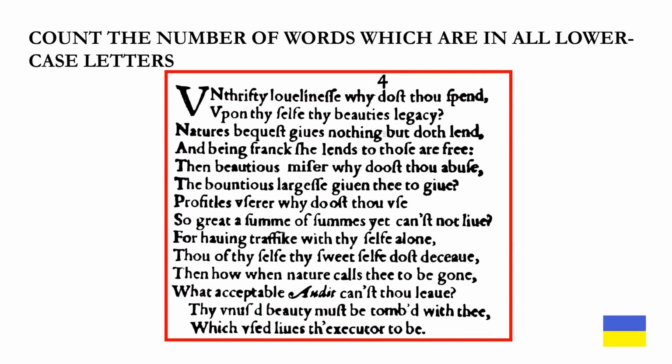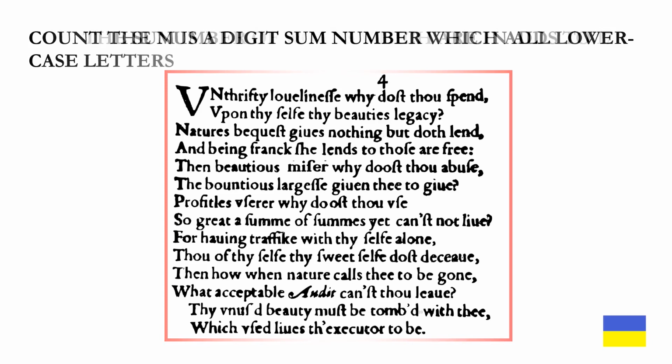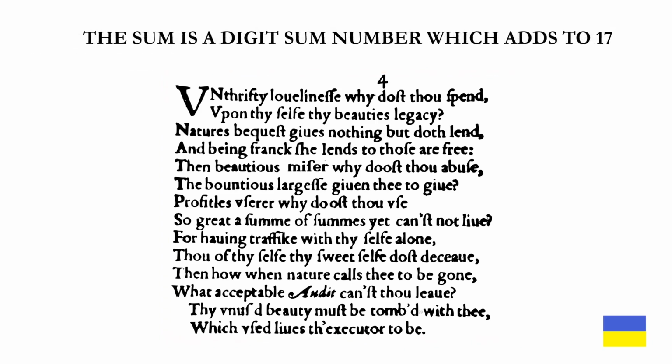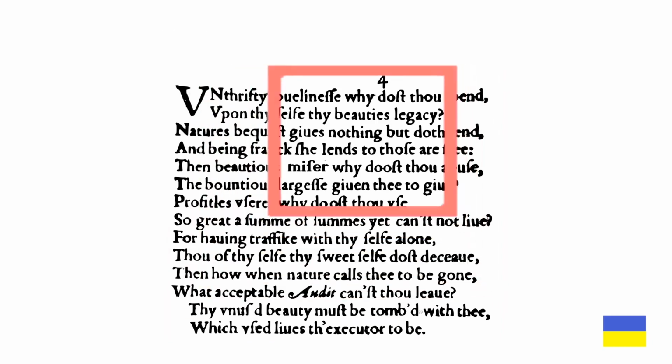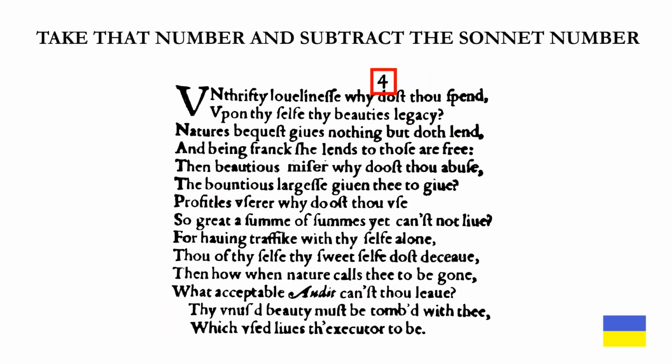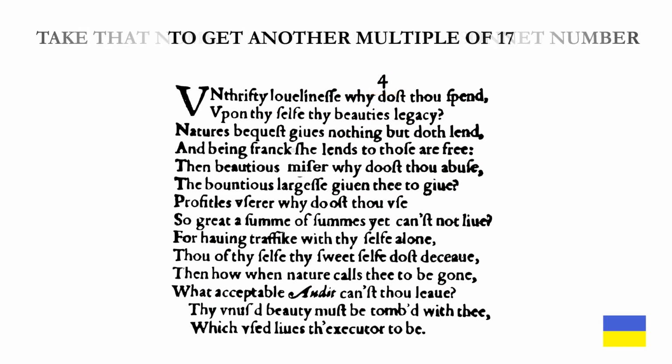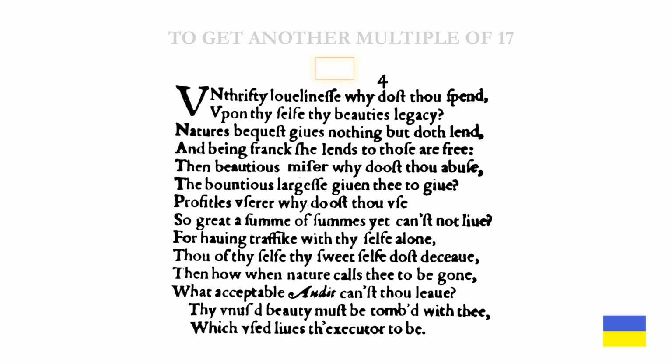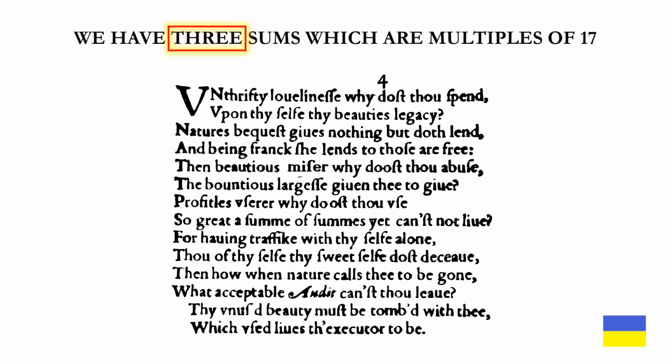For our next puzzle, we count the number of words which are in all lowercase letters. The sum is a digit sum number which adds to our target number of 17. Now we take that number and subtract the sonnet number to get another multiple of 17. We have 3 sums which are multiples of 17, thereby satisfying the tria sunt omnia principle.